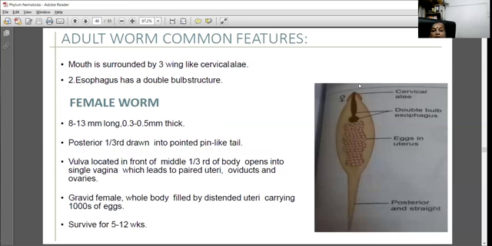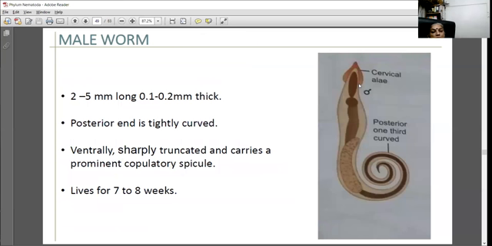Now, the female worm has the vulva on the anterior 1/3 of the body. And see the size of the male, 2 to 5 mm, which is almost 1/3 of the female. So, therefore, it is easy for copulation for this worm.